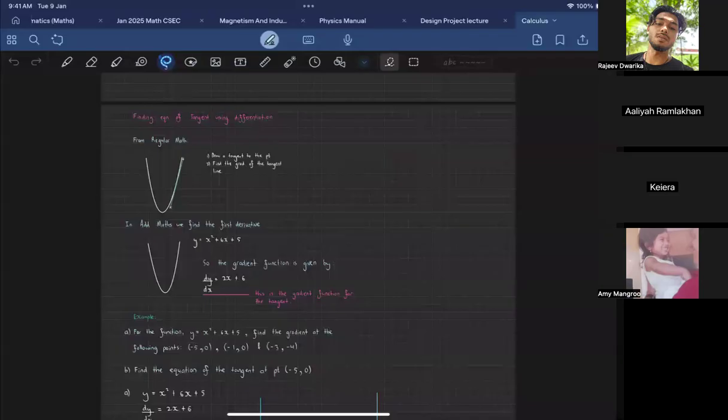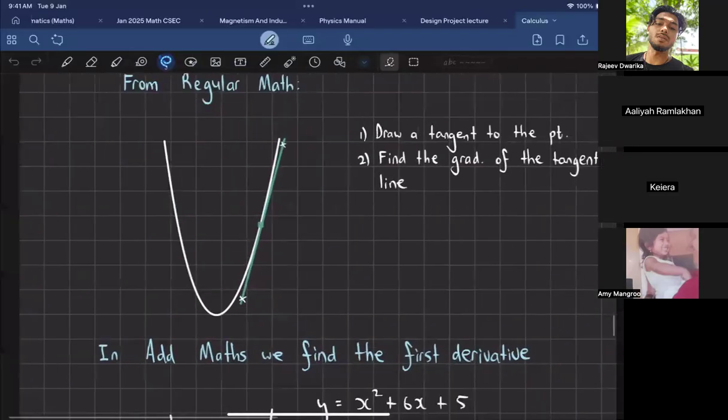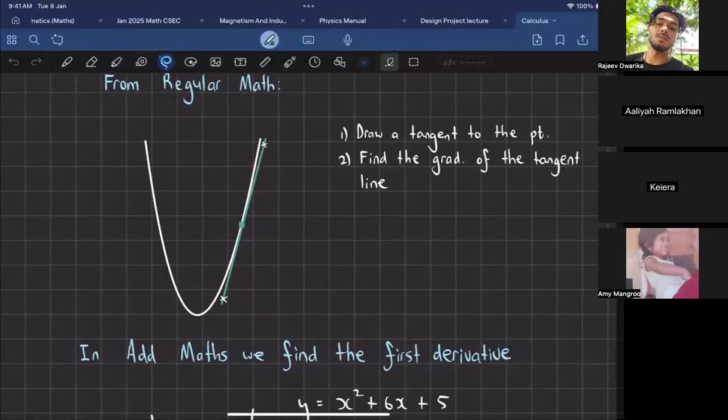So, Aliyah, when you differentiate, you're finding the gradient of a function. Now, when you find the first derivative, you're finding the gradient of the tangent, not the normal.